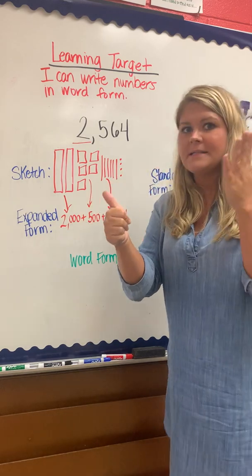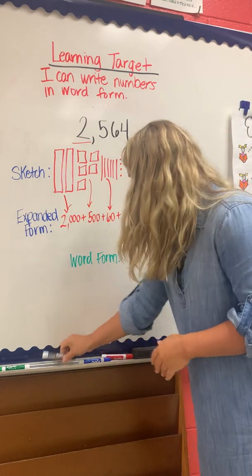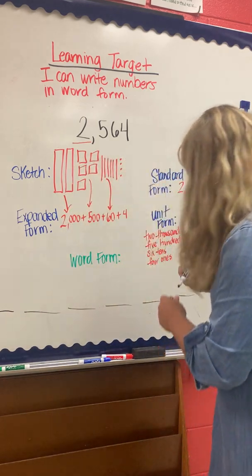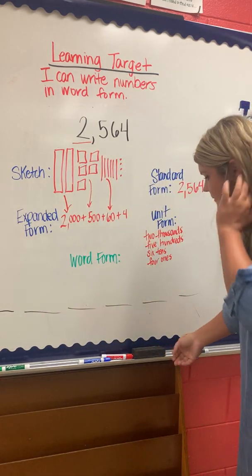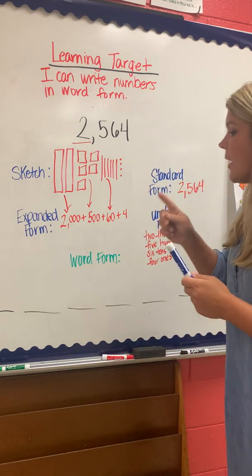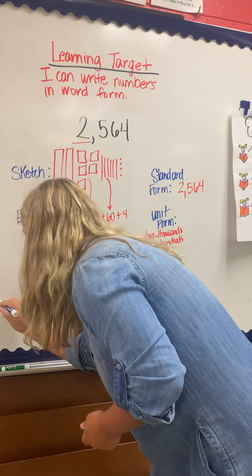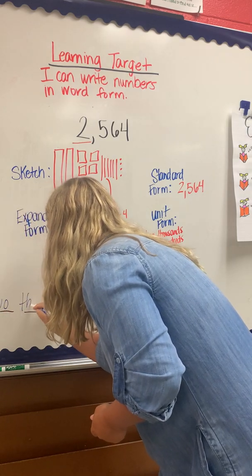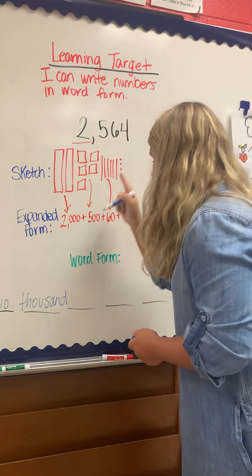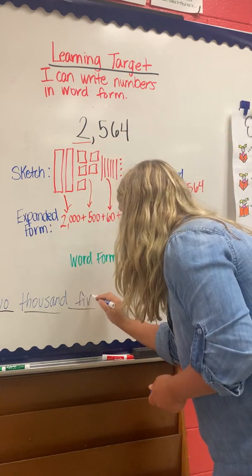2,564. 6 words again. Okay, so I'm gonna make my 6 spaces. 1, 2, 3, 4, 5, 6. Hopefully you can see this over here on the screen. I'm not sure. All right, let's write it out. 2,000. I heard those words come out. 500.